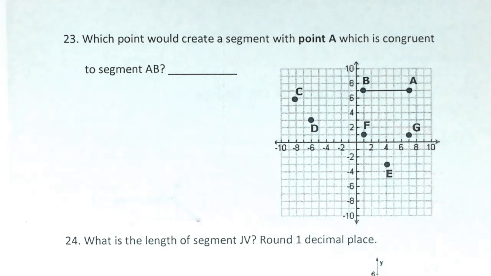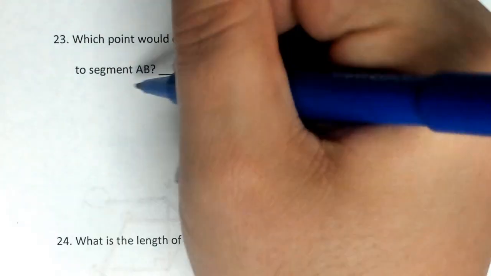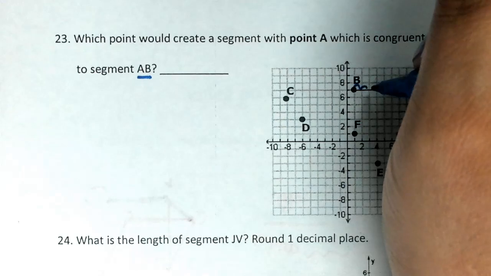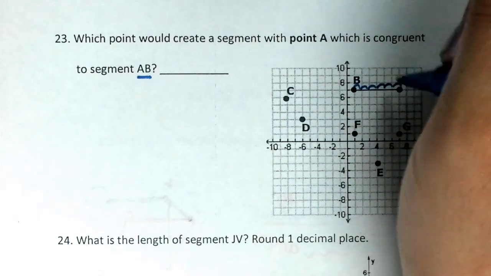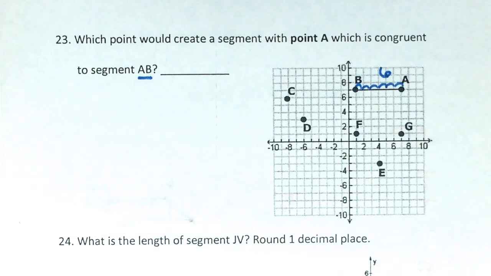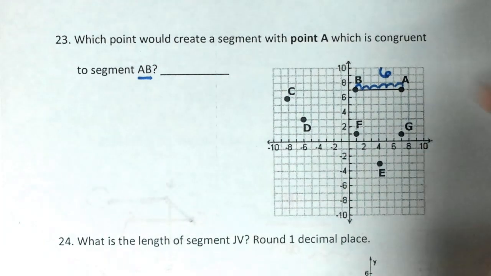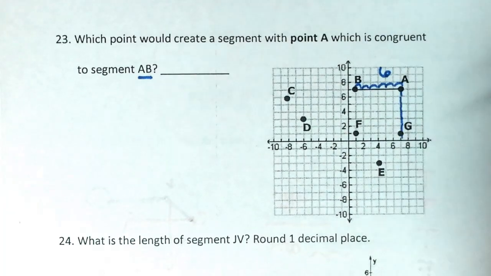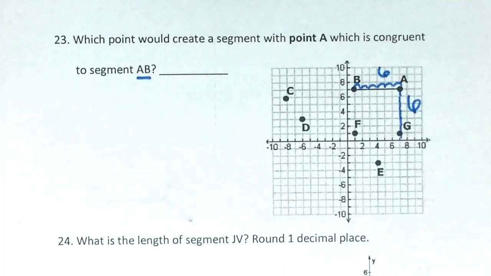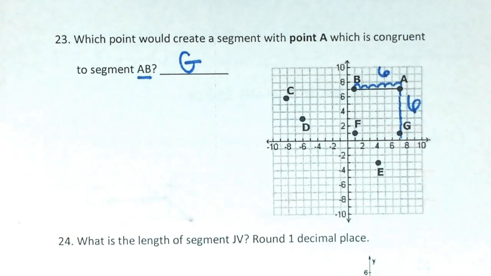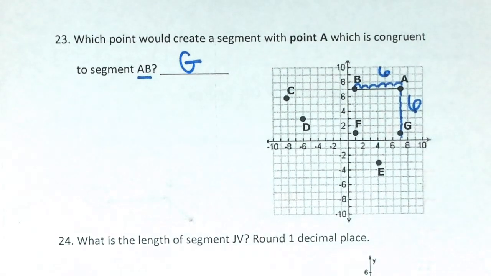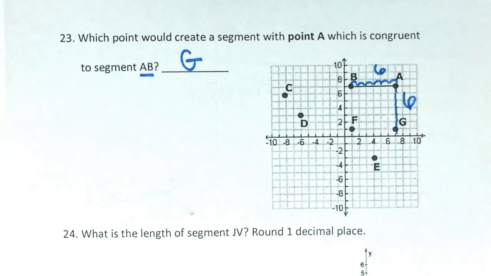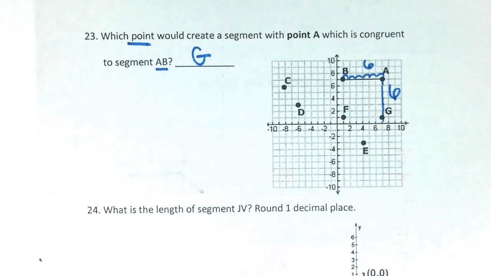Focus. Thank you. Which point would create a segment with A that would be congruent to AB? This is 6. What can I do with A to also create 6? What other point creates 6? A and G. Partial correct. You got one letter, because it says which point. You're only supposed to put one letter.